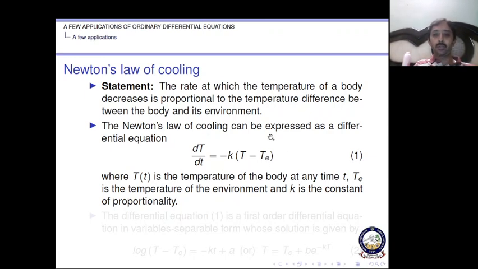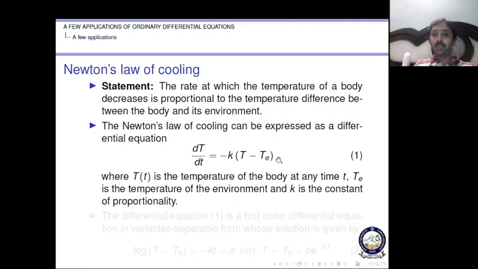Now, if you look at this equation 1, this is a simple first order ordinary differential equation in capital T and small t, which is easily in variable separable form. You can separate the variables very easily. Because you can separate the variables very easily, solving this becomes very easy.